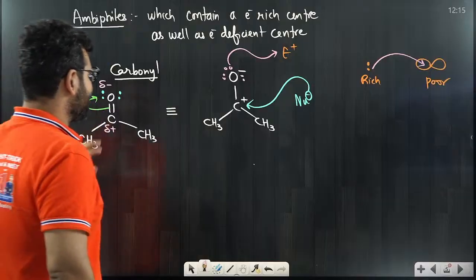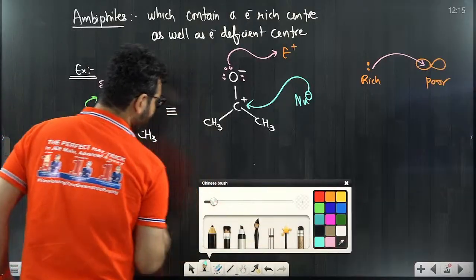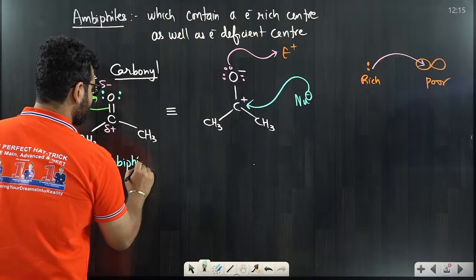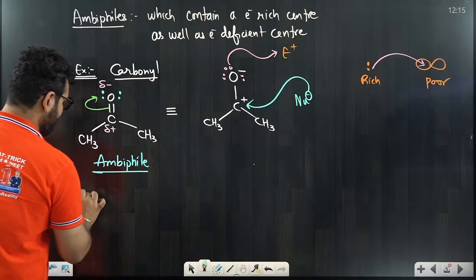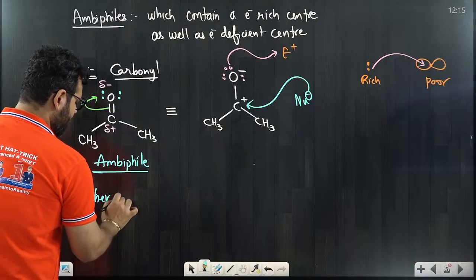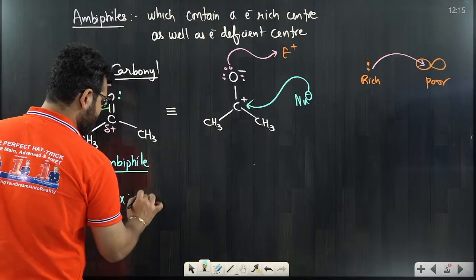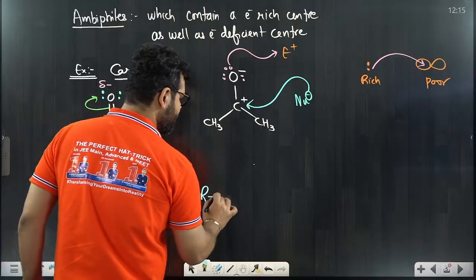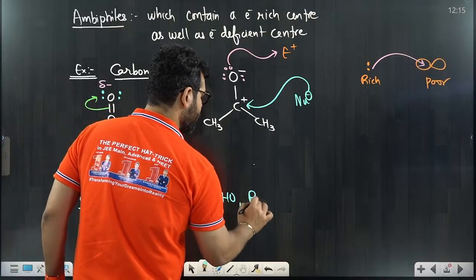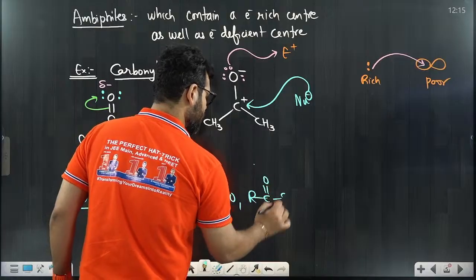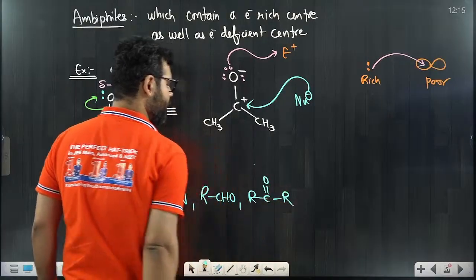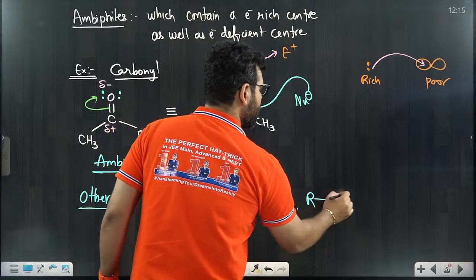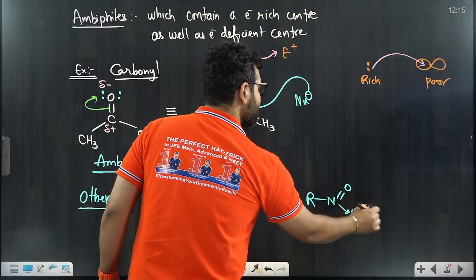So these are called MB files. Other examples of MB files you can also remember are nitriles, aldehydes, ketones. RNO2 also you can take because there also a double bond is present, etc.